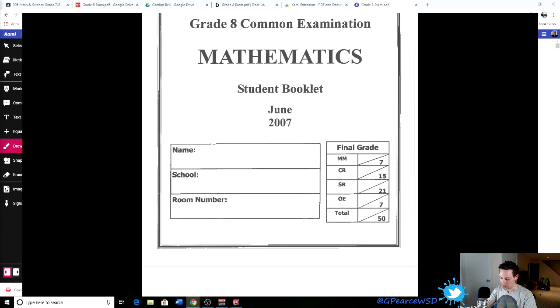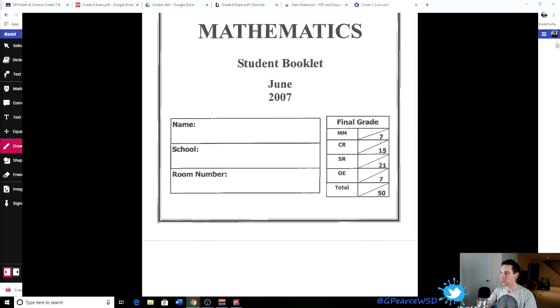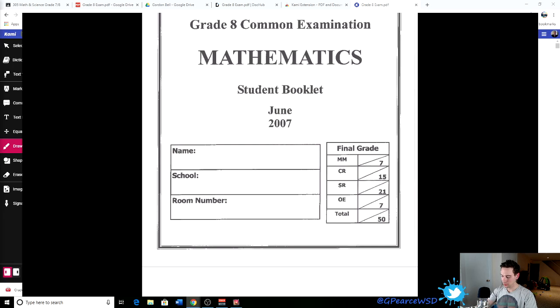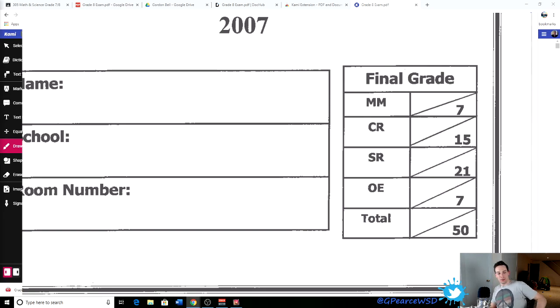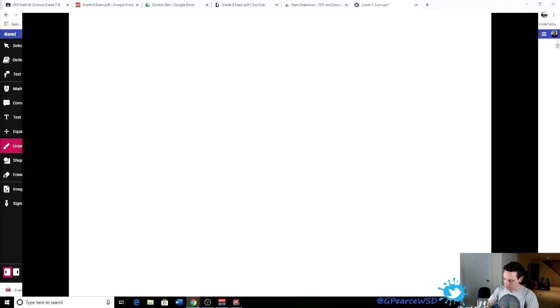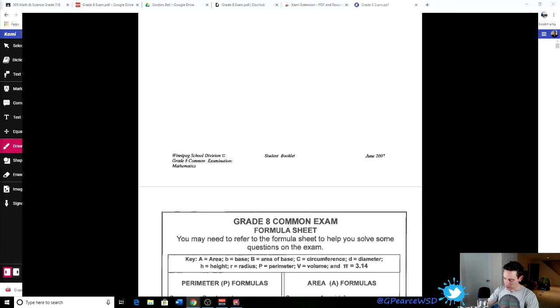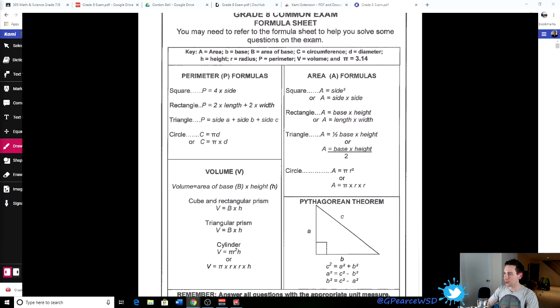So I'm just going to do a walkthrough with some of this stuff. You can see that the total score here is out of 50. There's a whole bunch of other sections that we'll go through as we go through this. This is a scan of the exact exam you'll get. I took out the staples and ran it through the scanner.